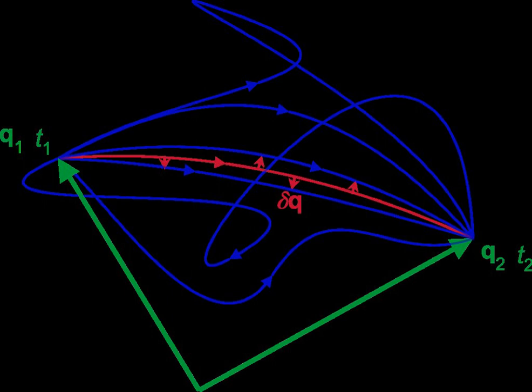Gauss and Hertz. Other extremal principles of classical mechanics have been formulated, such as Gauss's principle of least constraint and its corollary, Hertz's principle of least curvature.